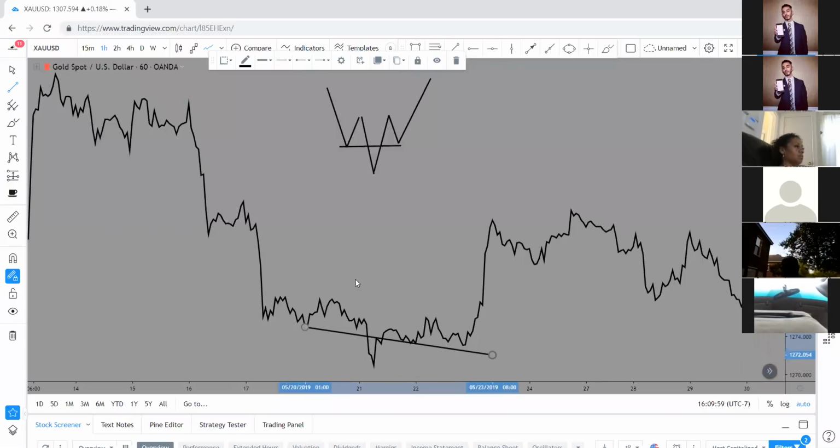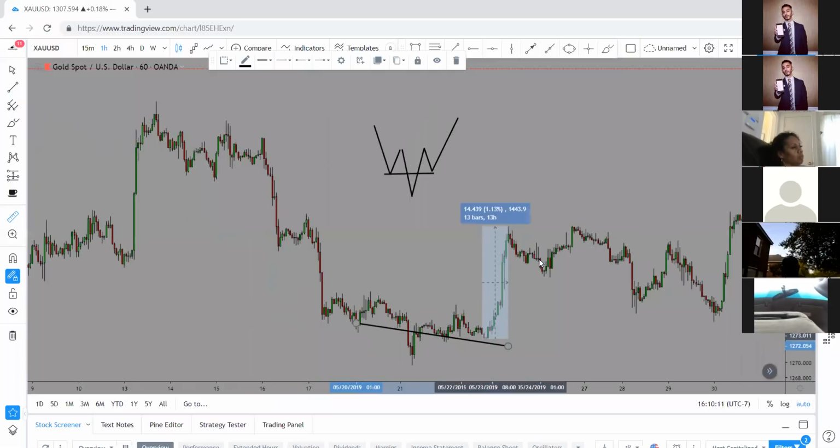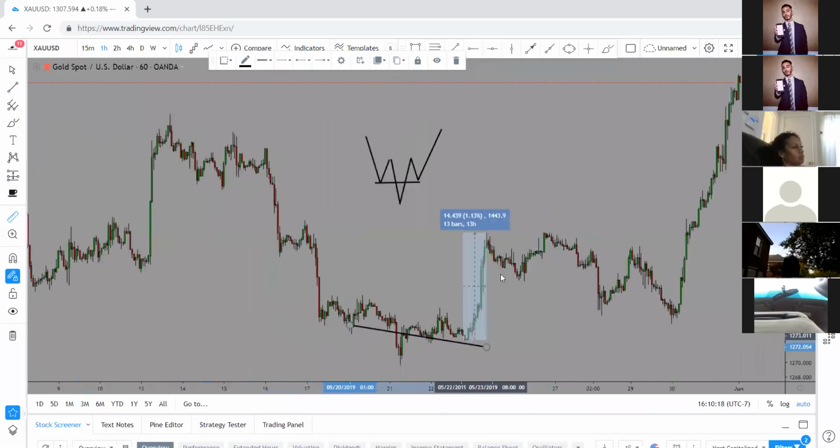Go back to the candlestick so you see that it completes the inverted head and shoulders pattern, and this market shot up 144 pips, right? And it didn't stop from there. It obviously kept going. So that's the inverted head and shoulders.